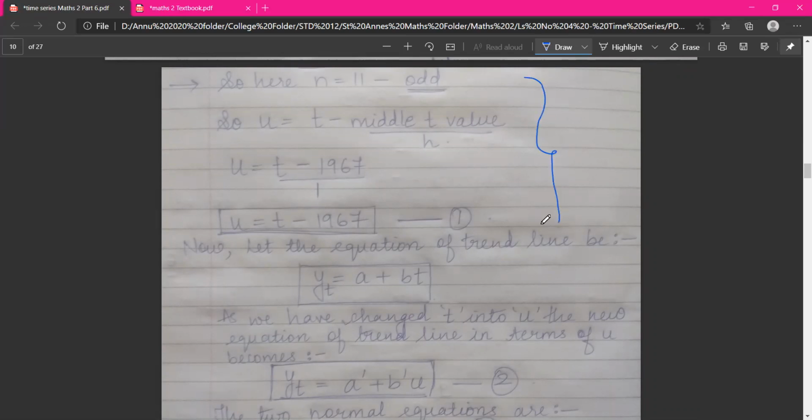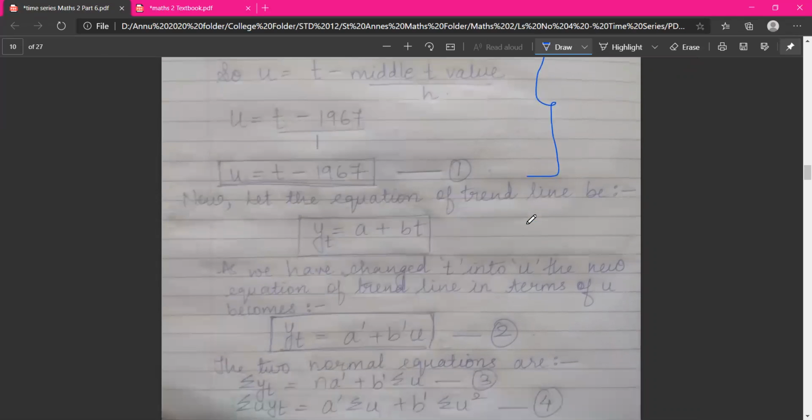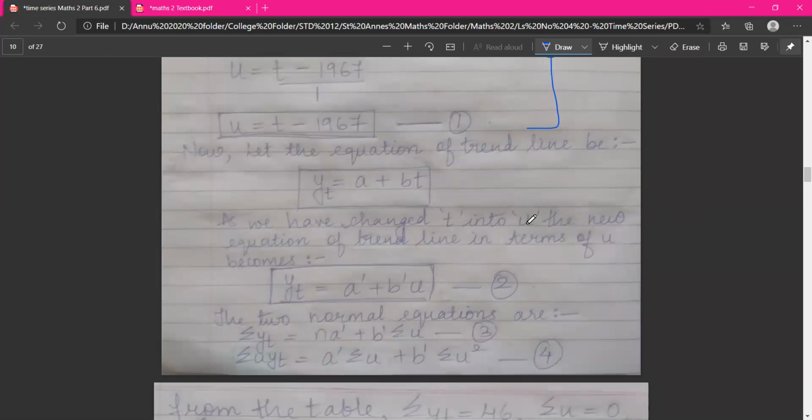Now below the table, this working you had already done. ये working हम already कर चुके थे. Now pay attention to what you have to write and how you have to solve. So let the equation of the trend line be YT is equal to A plus BT. ये अपना original trend line equation था as I explained in the formula above. But remember class, we have changed the value of T into U. So the new trend line equation in terms of U will become YT is equal to A dash plus B dash into U. So this is equation number 2.